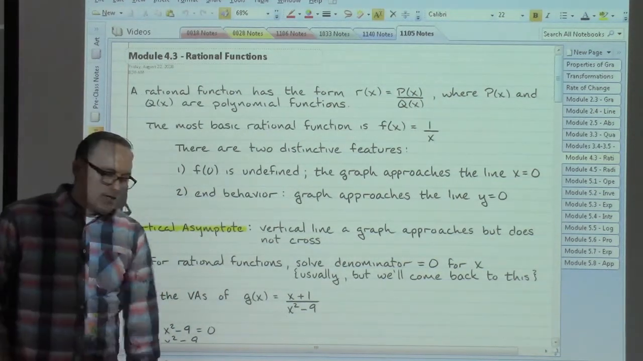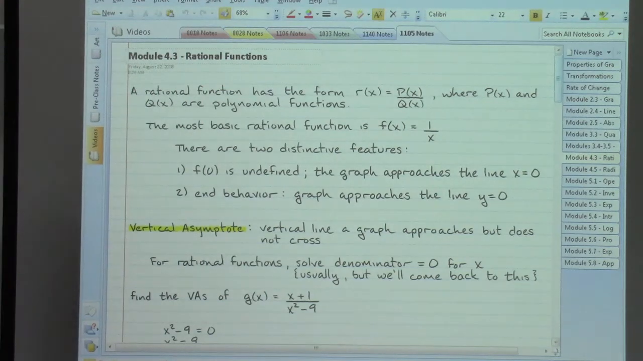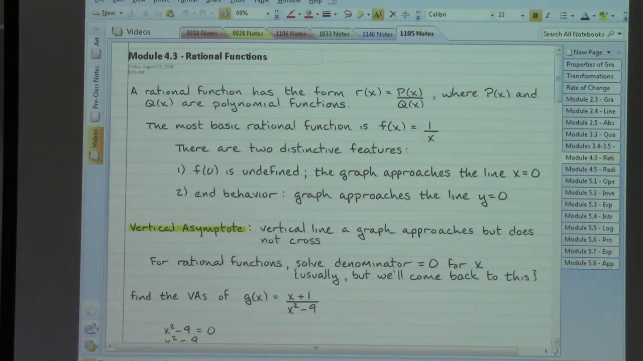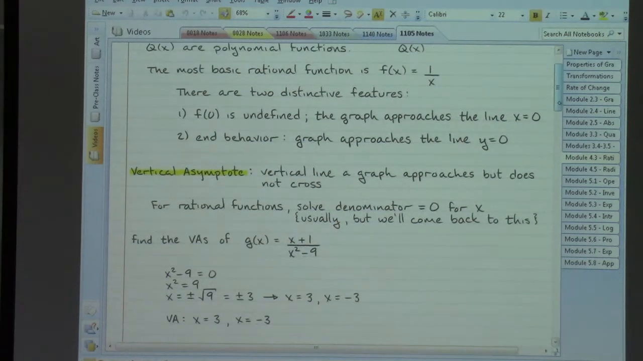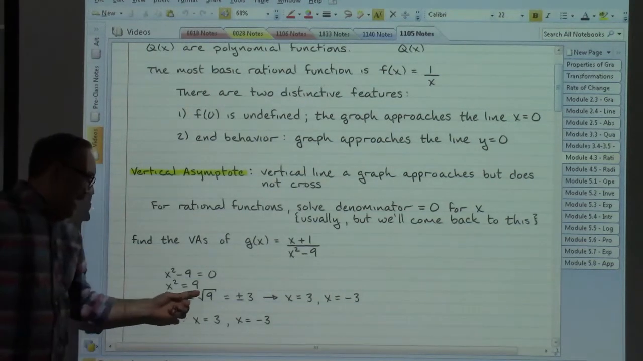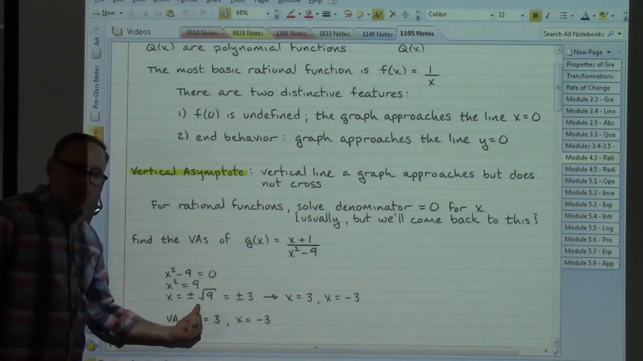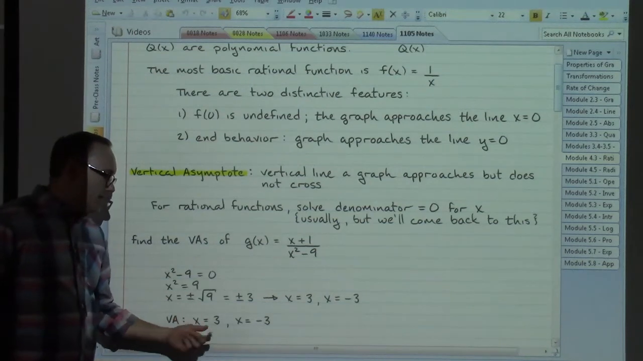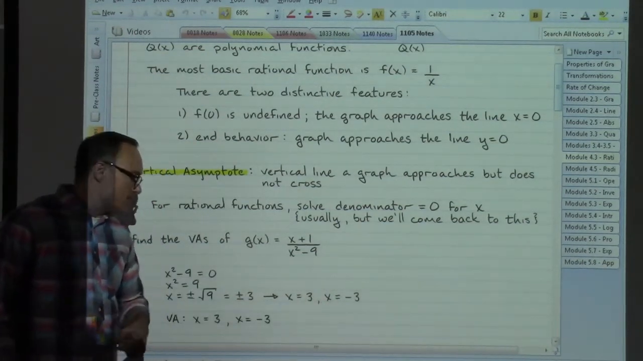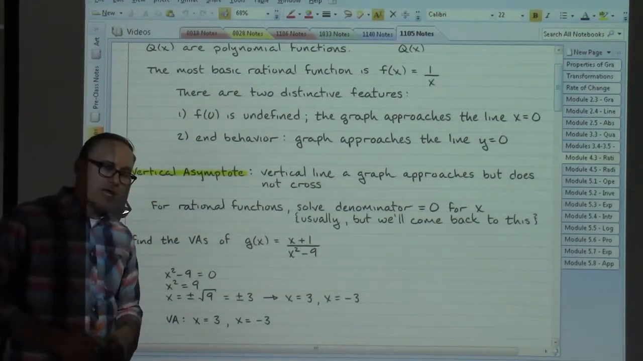So for instance, in this example, find the vertical asymptotes for the function g of x equals x plus 1 over x squared minus 9. We're going to take that denominator, set it equal to 0. We can use the square root method very quickly. Add 9 on both sides, do the square root of both sides, remembering our plus or minus, getting those two different x values, x equals 3, x equals negative 3.